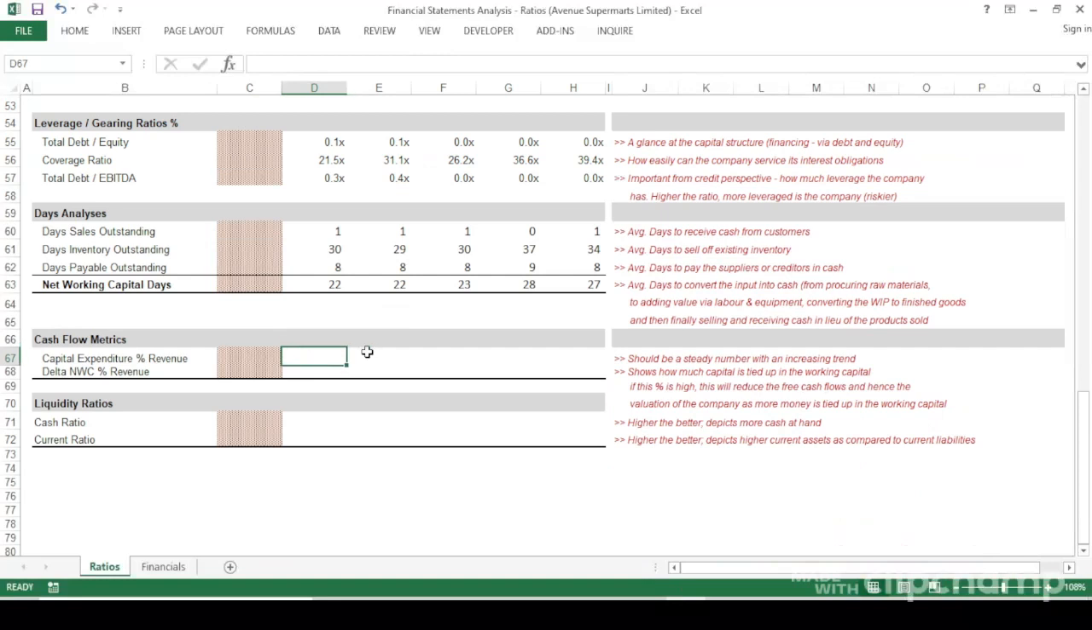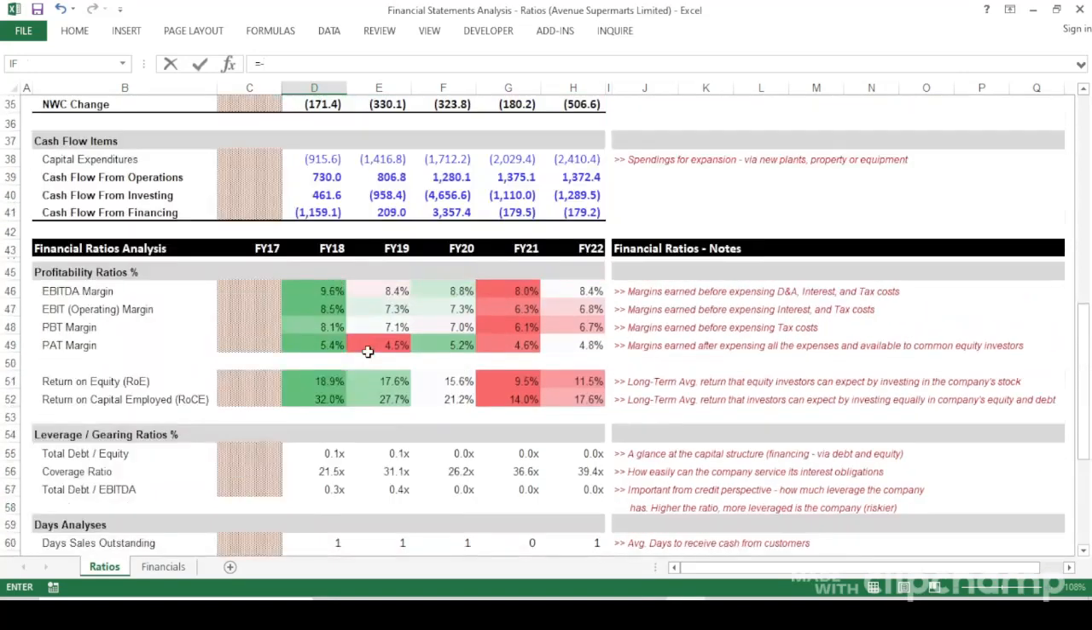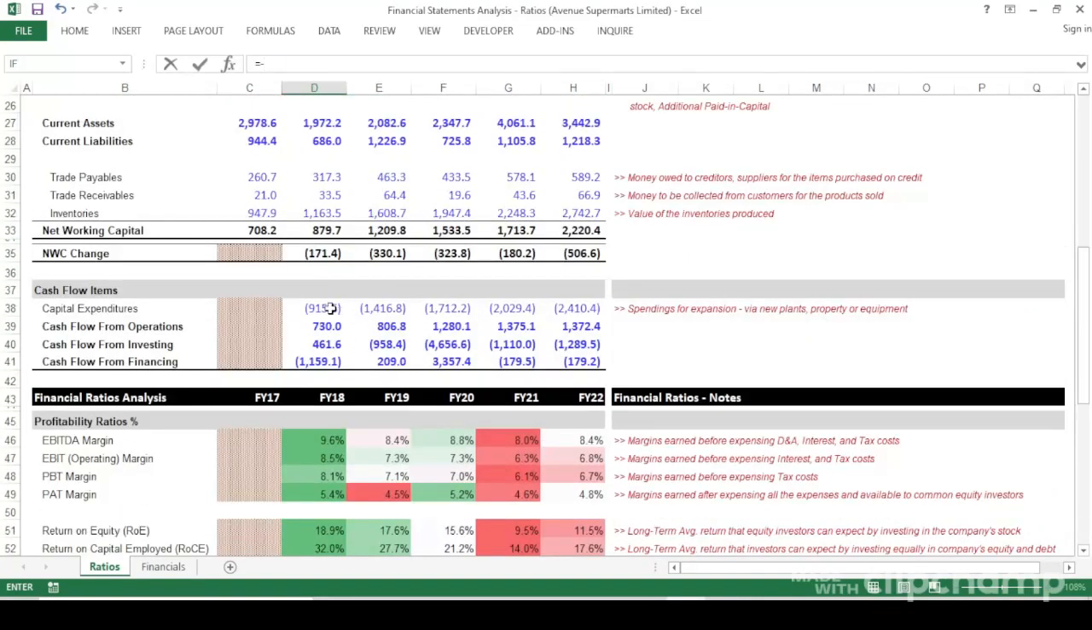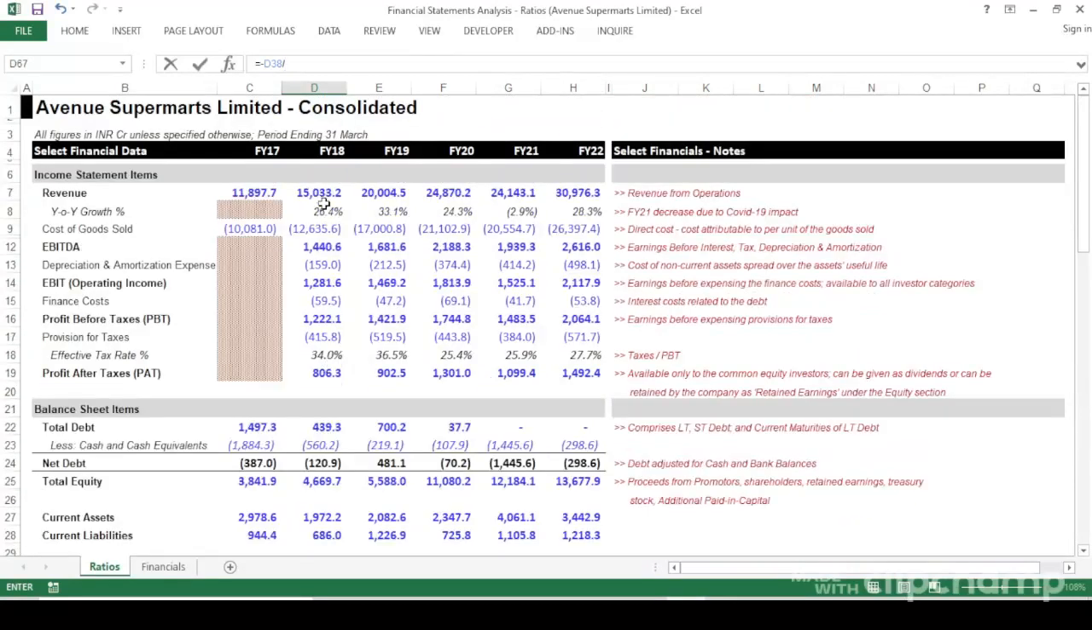Now we'll go and calculate some cash flow metrics. First of all, we'll have a look at the capital expenditure as a percentage of revenue. So how much the company is spending on expansions compared to the revenue. What it has generated and then what it is going to spend for the expansion. For this, I'll put a negative sign because capex, or the capital expenditure, is an expense and it has been shown as negative. Then I'll divide it by the revenue.